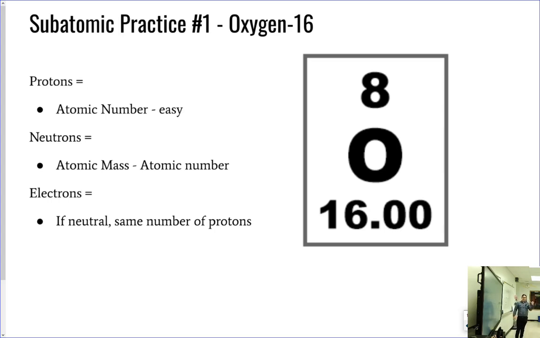All right. Protons, easy. So I got 8 positive pieces in an oxygen atom. Number of neutrons, what's that going to be? 8. And how do we get there? Atomic mass minus the atomic number. Absolutely, Kingston said it perfect. So we got 8 protons, 8 neutrons, and we got 8 electrons, because it's neutral right now.